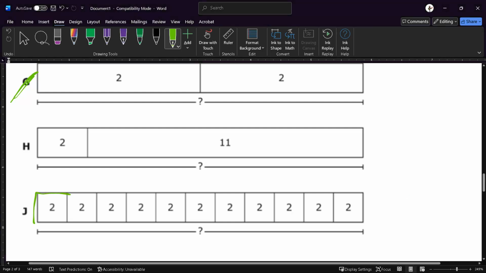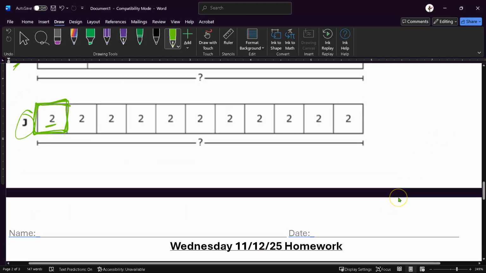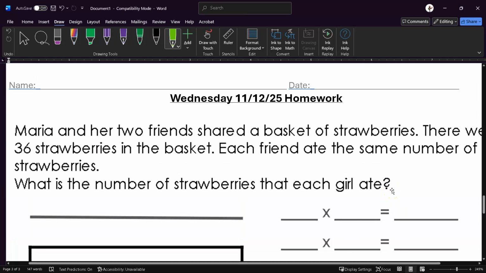So here's your 1 piece, and it equals 2 pieces of bread. So H would be out. Our answer is J. Okay. Turn over to the next page.